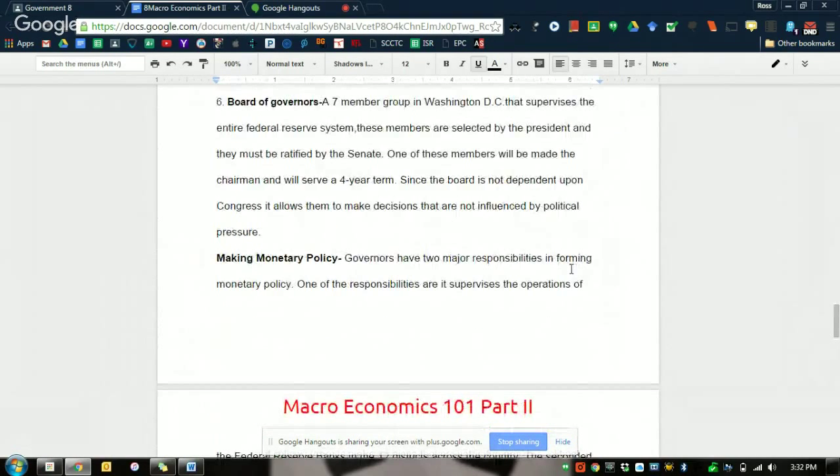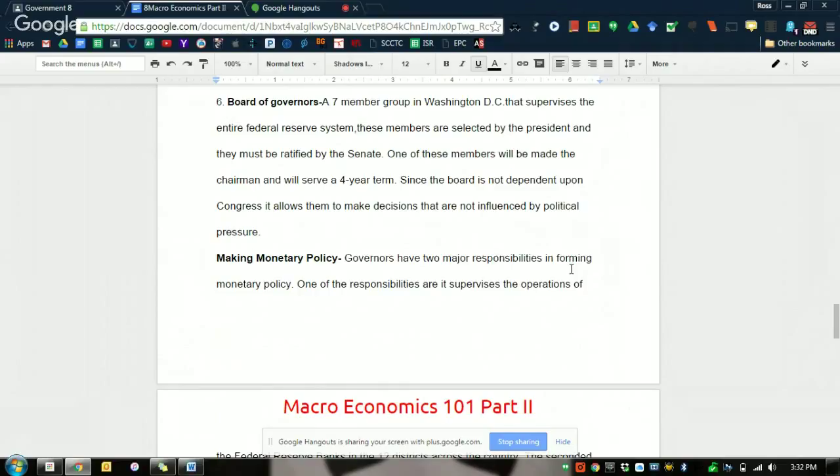So let's go ahead and move to Group 6. We're almost to the end. Board of Governors. So when we have something like the Federal Reserve System, we need somebody in charge of it. And the people that are in charge of the Federal Reserve System are the Board of Governors. They're a 7-member group in Washington, D.C., and they basically oversee the entire Federal Reserve System. And these people, just like Supreme Court justices, are selected by the president and then approved by the Senate.